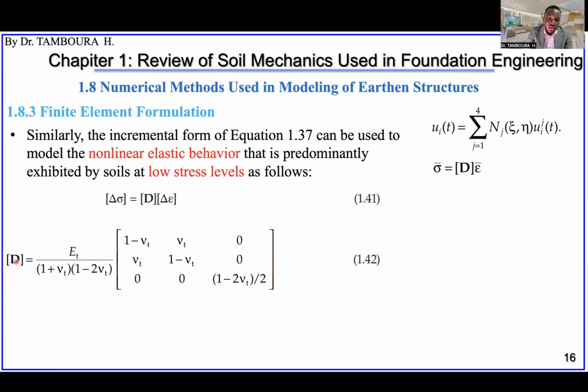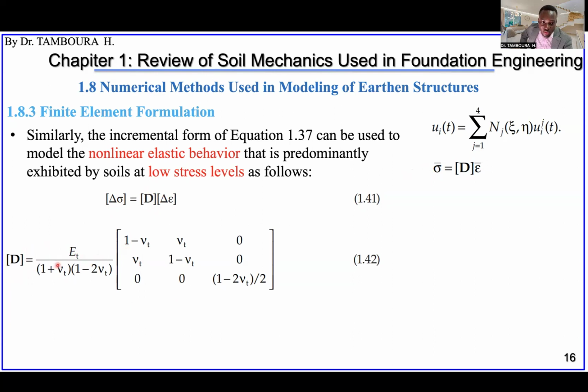In this case, the D matrix will be different, and this is small strain. It is the same as this one, but this one was for linear elastic behavior. In the case of nonlinear, you just need small increments of this. You can see the formula is almost the same as here. The difference is that here we are using small increments of the stress and the strain, and in that case the D matrix will be different.